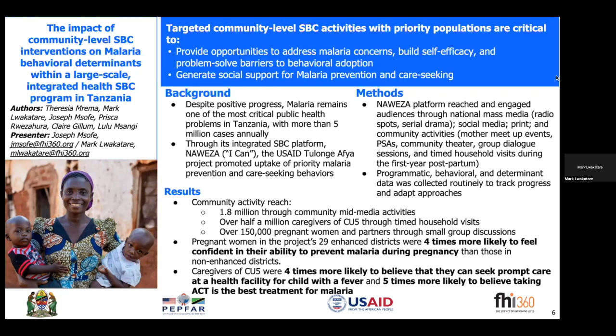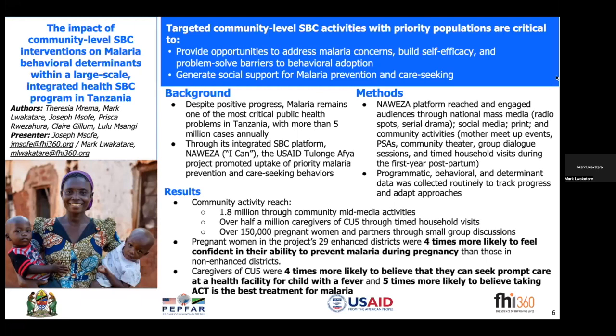But also we had timed household visits during the first year of postpartum, where women who give birth are followed up after giving birth, so that we can address their needs with regards to malaria or care seeking for children who have been born, so that they're not left behind. And all these focus on malaria behaviors, but also behaviors which promote the uptake of malaria behaviors.